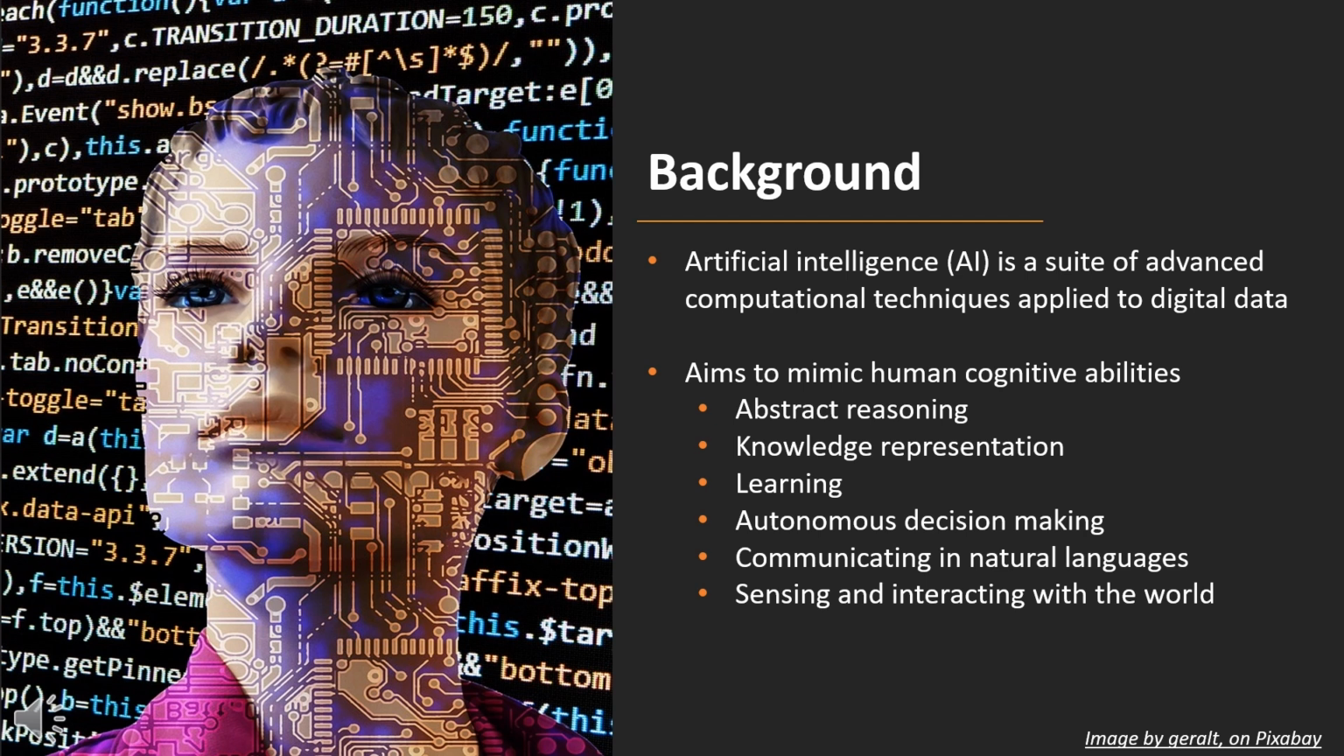So starting with some background on artificial intelligence, it's a very big field that develops and applies advanced computational techniques to digital data. And AI has many areas within it that look at different aspects of human intelligence and try to mimic it using software and hardware. So AI could look at anything from abstract reasoning to learning, decision making, communicating, or interacting with the virtual or physical world around us if you're into robotics, chatbots, or gaming.